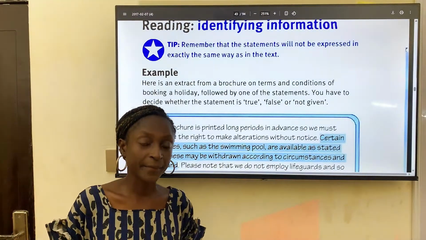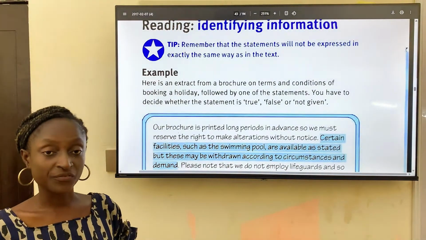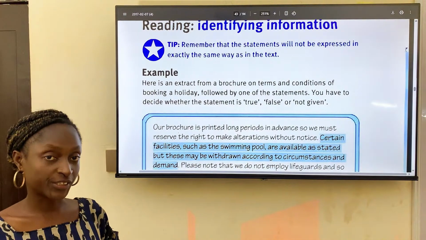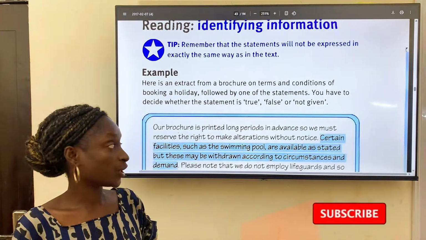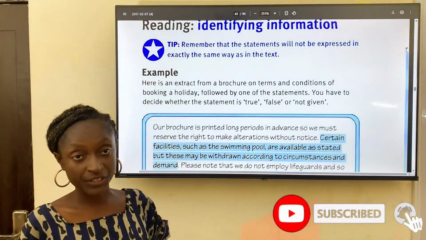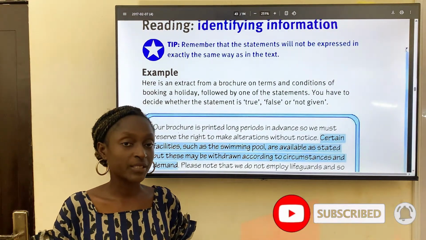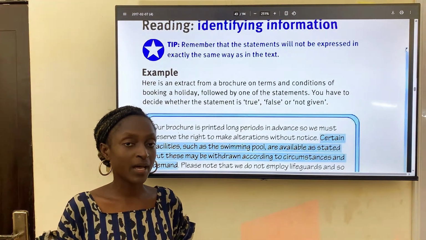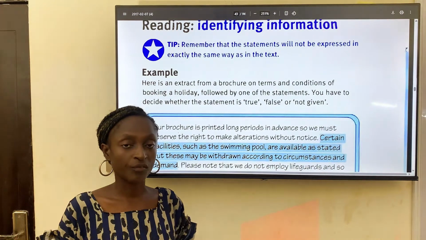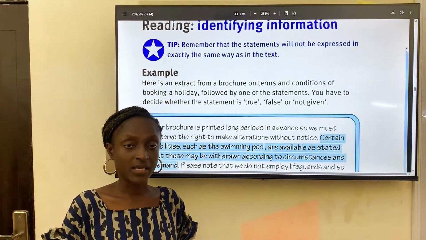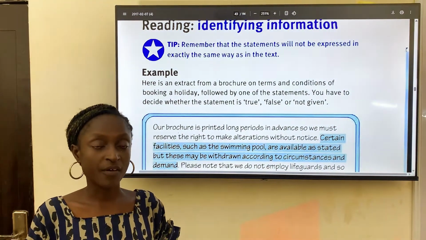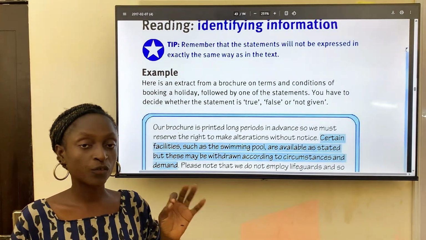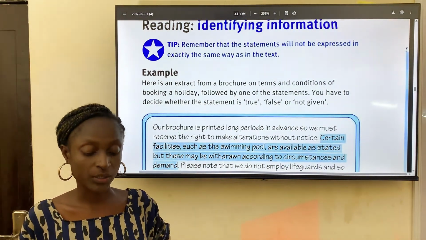So welcome back. Now let's look at the identifying information question type, which is also known as true, false, not given. Now this question type is very common under the first section of the reading test. That's section 1. It is a very common question type that is often located in section 1.